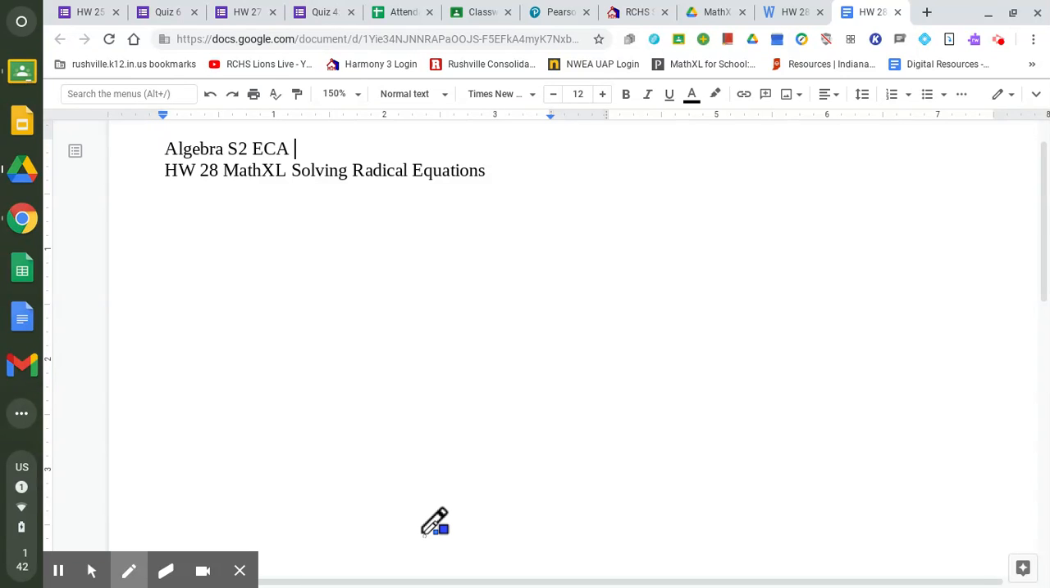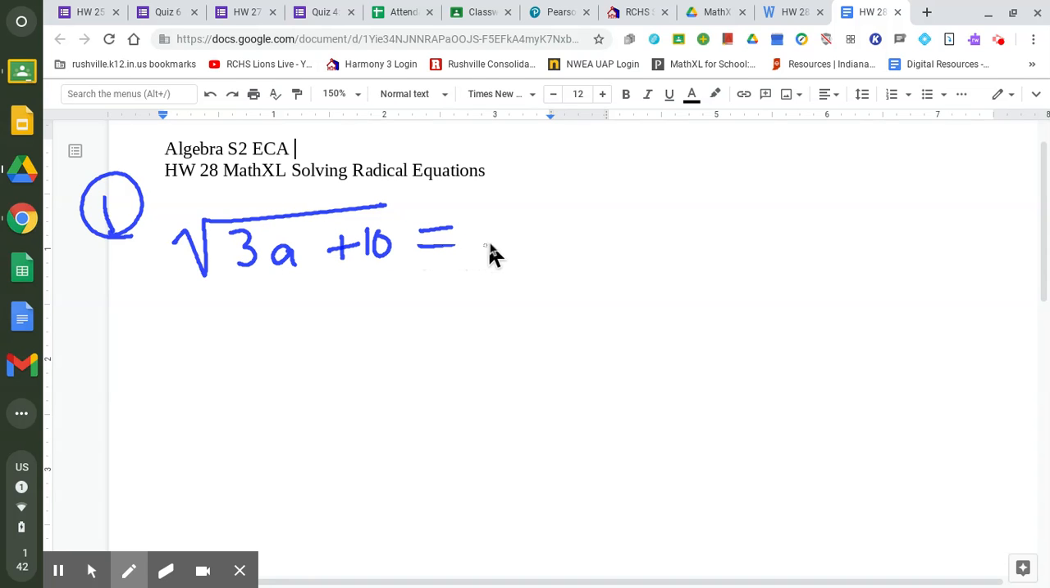So homework 28 is solving radical equations. On example 1, we have the square root of 3a plus 10, all of it underneath the square root, equals 7. So the very first step is to get the radical isolated, or all by itself, which the square root of 3a plus 10 is already isolated.